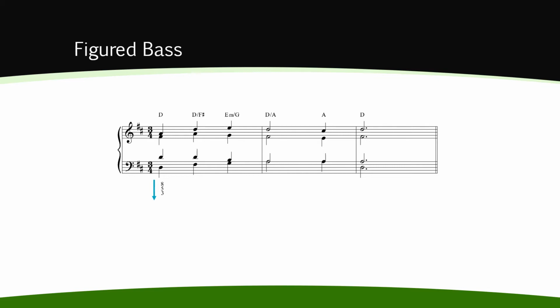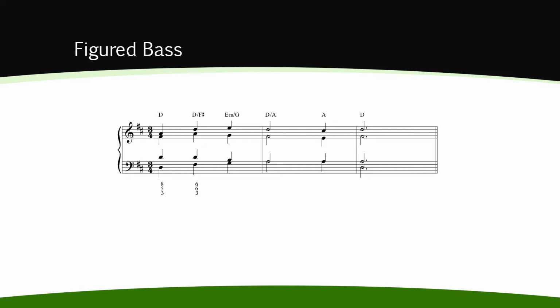The tenor is a sixth above the bass, so you put a 6 in the figured bass. The alto is a compound third above the bass, so we put a 3 in the figured bass. The soprano is a compound sixth above the bass, so we put another 6 in the figured bass.